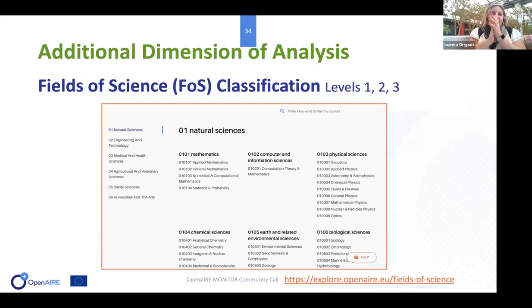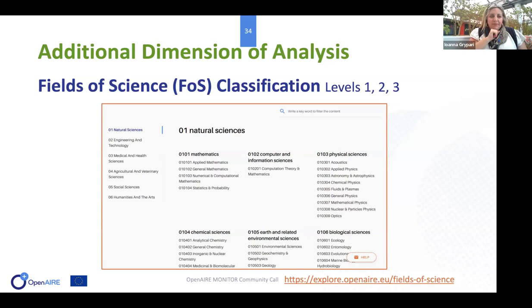The last thing to mention is that we have included an additional dimension of analysis, so how to break things down, which is the fields of science. So now OpenAIRE has an FOS classification system. Again, you can go to Explore to the link that is there to see the different classes. So level one is the things that you see on the left: natural sciences, engineering and technology, medical and health sciences, agriculture and veterinary sciences, social sciences, and humanities and the arts. And then there's a level two, which is what you see in bold, and then level three. So this allows organizations to really track which areas, which disciplines they are contributing to, and which are perhaps some areas for improvement.